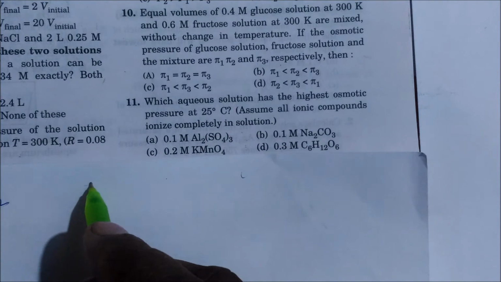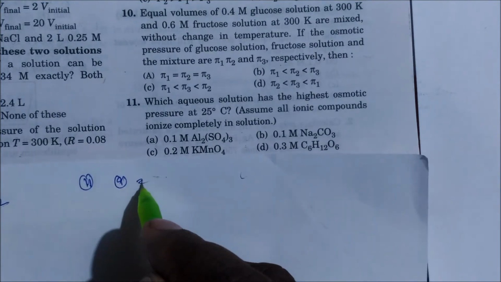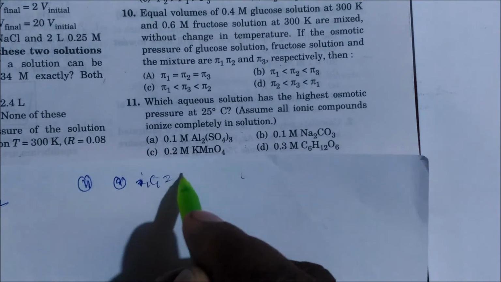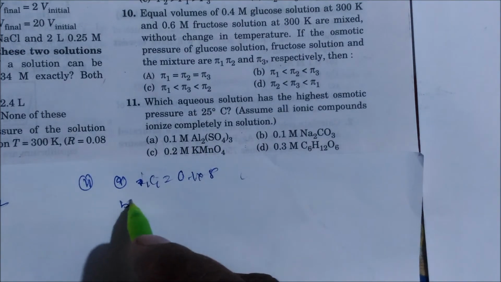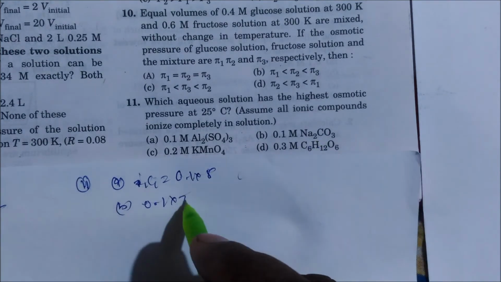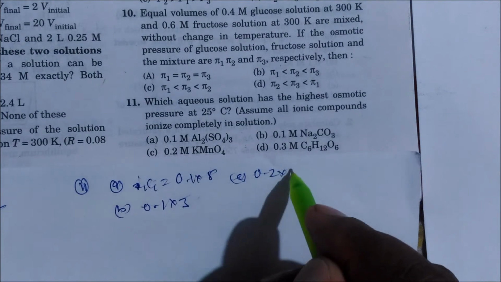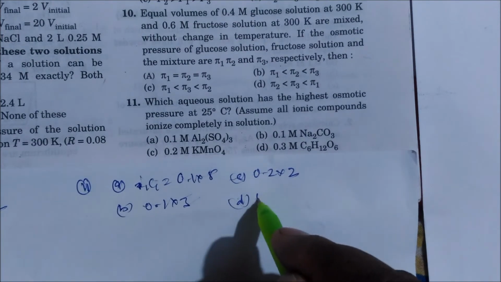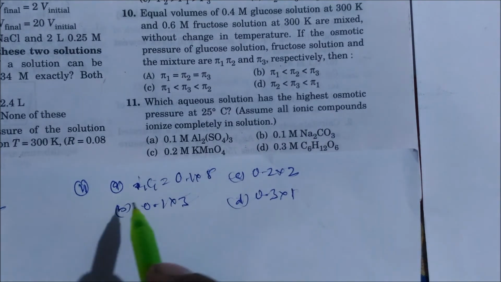So if you see, A will be i1 into C1, that is 0.1 into 3 plus 2, that is 5. Second, B will be 0.1 into 2 plus 1, 3, and C will be 0.2 into 2 factors, since 2 ions are there, and D will be 0.3 into only one factor. So if you consider which has the highest concentration, definitely we are getting ammonium sulfate.